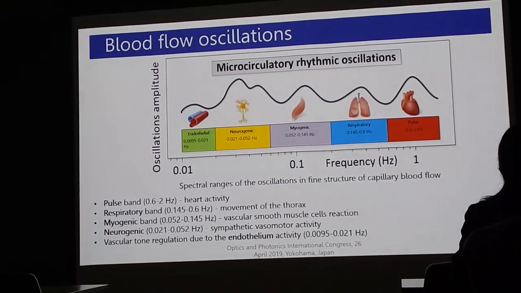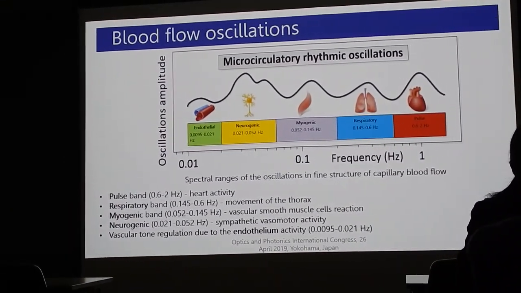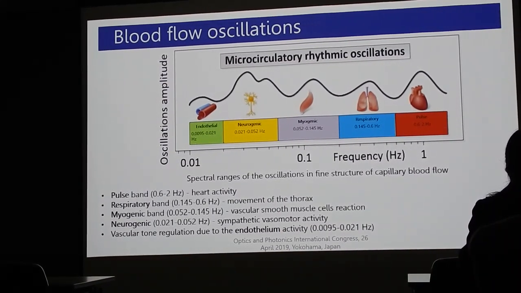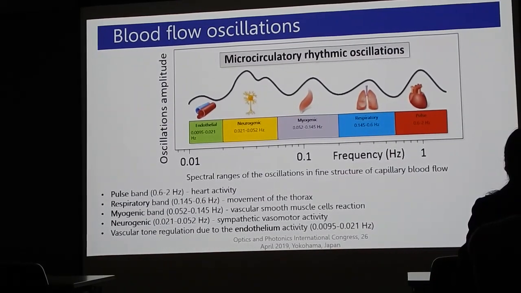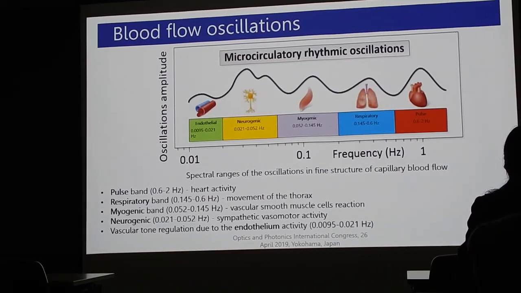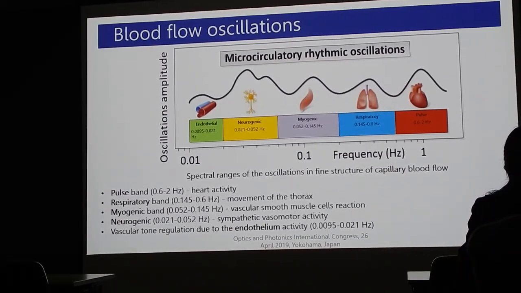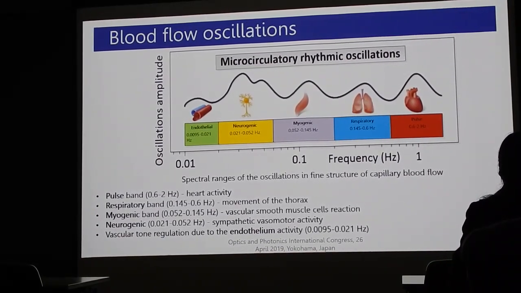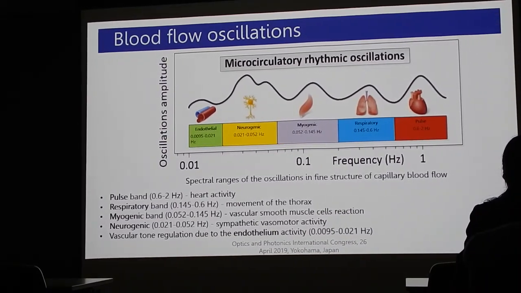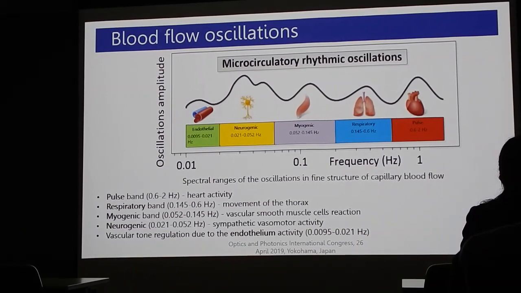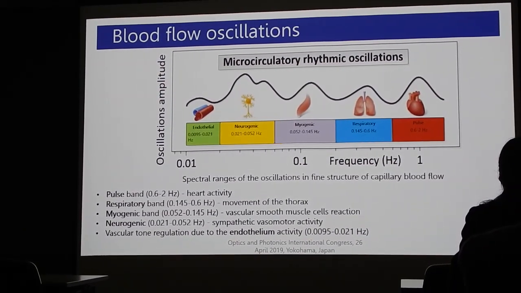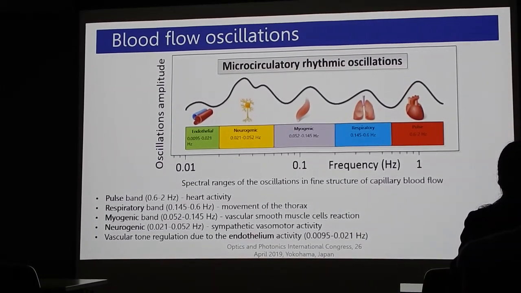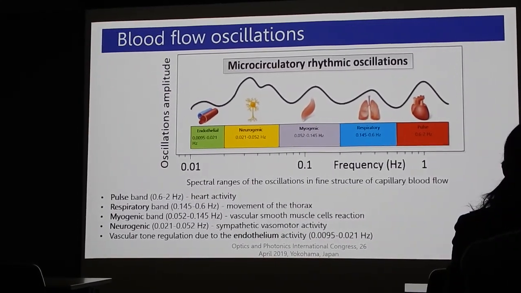Previous studies have shown the presence of rhythmic oscillations in the signal recorded by Doppler Flowmetry, and by tracing the characteristic frequencies, the overall frequency band recorded by this method was divided into 5 intervals, each of which corresponds to different blood flow regulation processes. Pulse and respiratory oscillations are related to the influence of heart activity and movement of the thorax on the resulting microcirculatory blood perfusion recorded. Myogenic oscillations mirror the vascular smooth muscle cells' reaction to changes in transmural pressure.